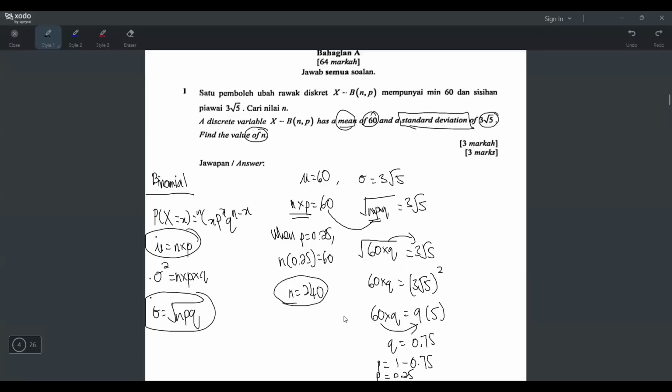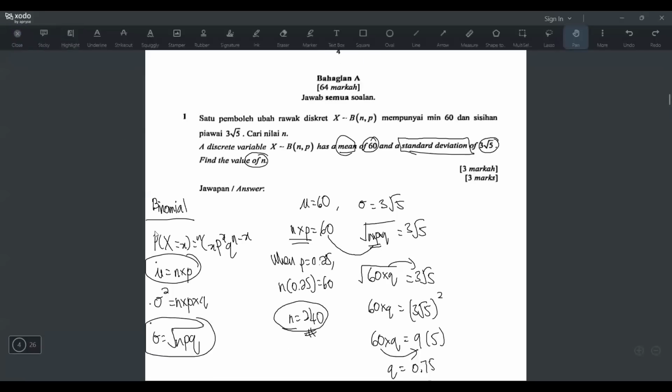So this is your final answer, not this one. But this one you have to show your working also, because without this, you can't find your n, right? So I just want you to know this is your final answer, okay? Because they asked for n. So this is worth 3 marks. So that's all.